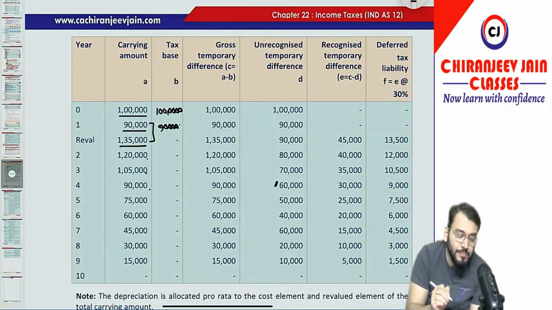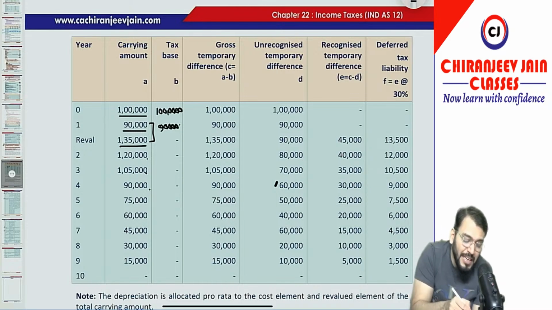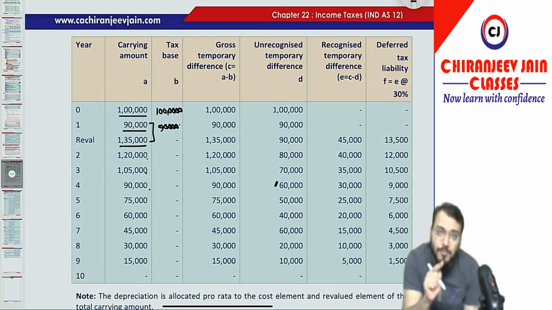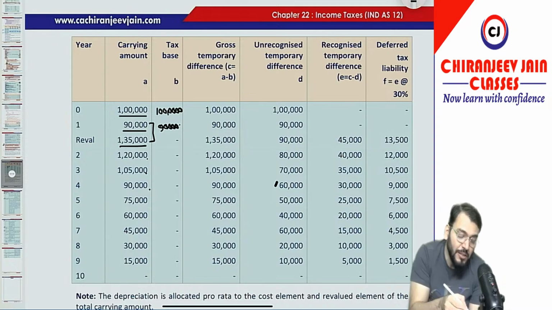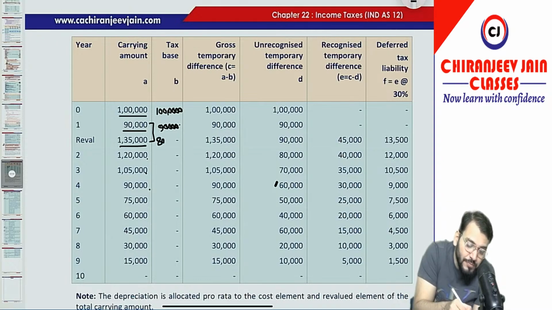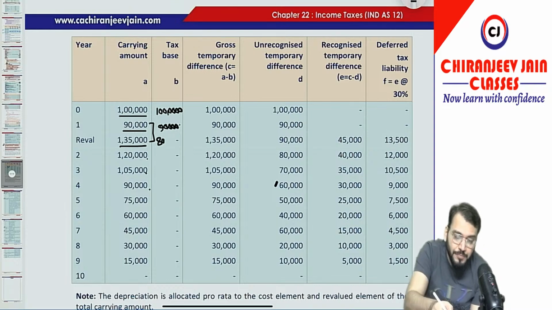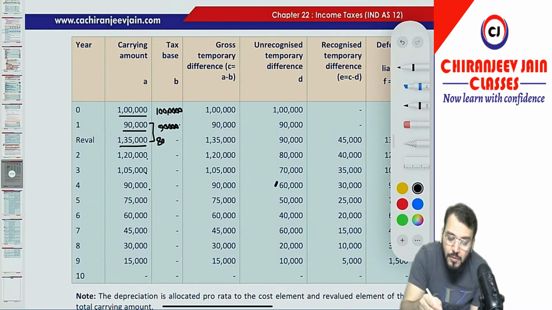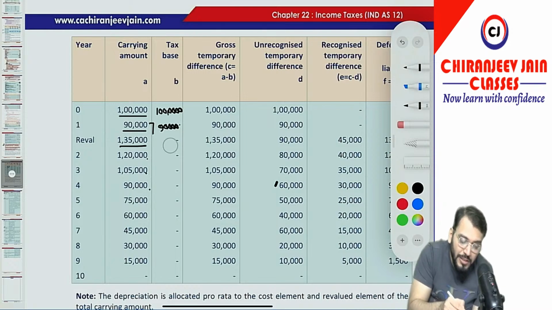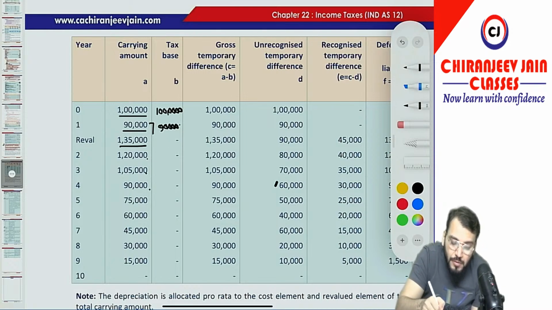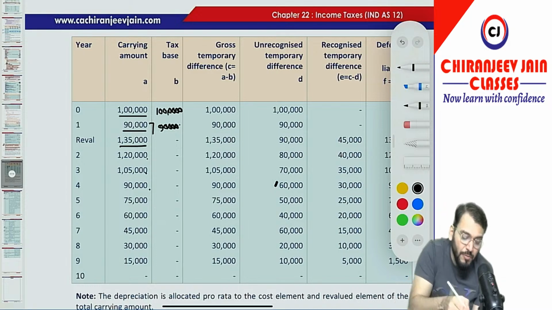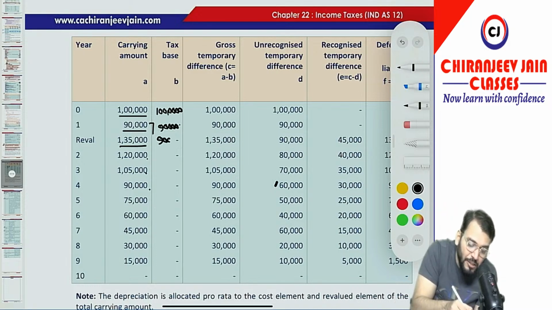Here it will be 90,000. Correct. But can I say here it will be equal to 80,000 because 45,000 will be taxable in future? So can I say here it will be 80,000? Here it will be 90,000 only because this is the same. Correct. So here it will be 90,000 only because it was on the same date. Now at the beginning of the second year, then it is 80,000.